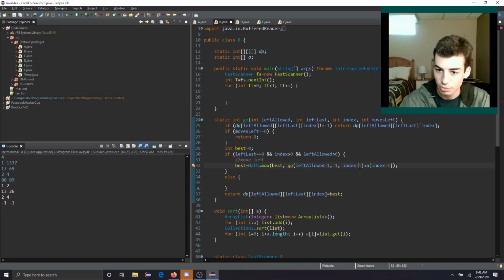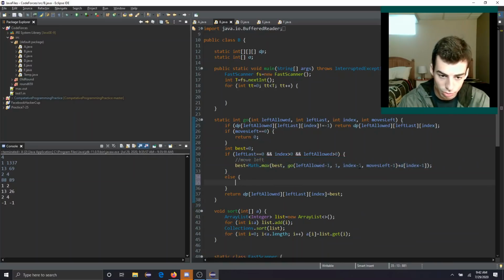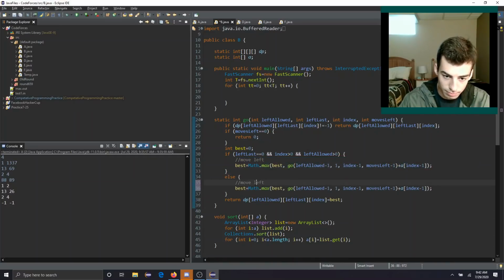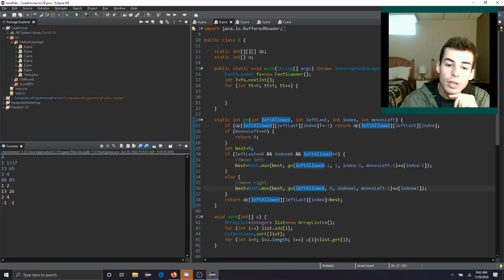And then the moves left will be moves left -1. Good. And now we also want to move right. That's the other option. So it's either left allowed because we didn't move left. We'll go to the next index. We have one fewer move, and then we can go to index +1. So these are the two cases.